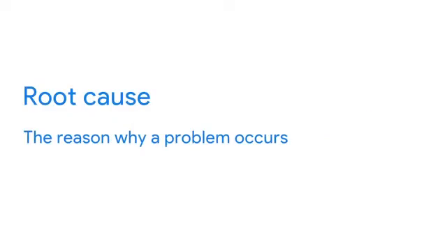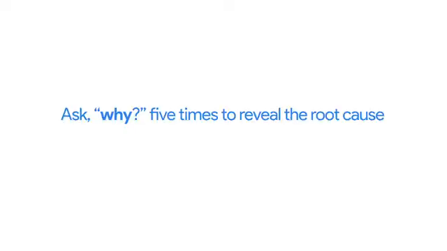A root cause is the reason why a problem occurs. If we can identify and get rid of a root cause, we can prevent that problem from happening again. A simple way to wrap your head around root causes is with a process called the 5 whys. In the 5 whys, you ask why 5 times to reveal the root cause. The 5th and final answer should give you some useful and sometimes surprising insights.